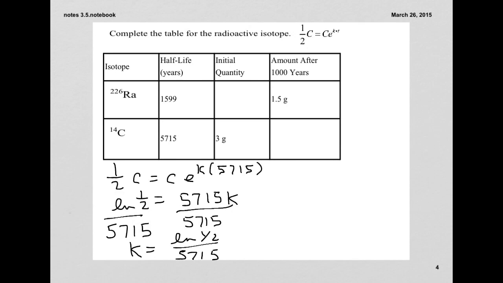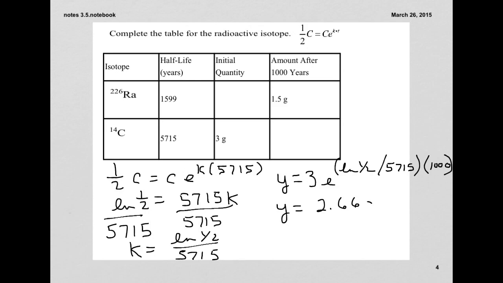So y is going to be equal to 3, that's our initial quantity, so y equals 3e to the ln 1/2 divided by 5,715, all of that times 1,000. Okay, all we need to do is plug that in the calculator, and y equals 2.66 grams.